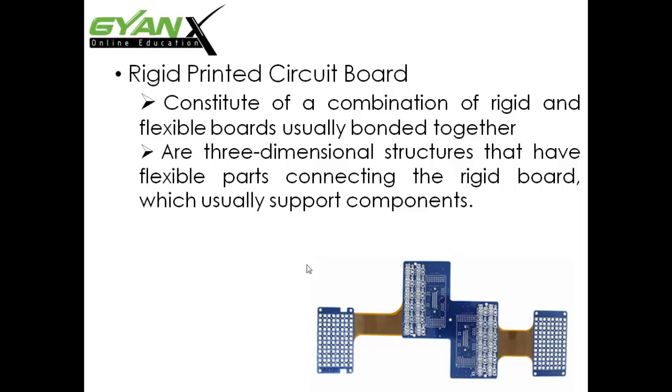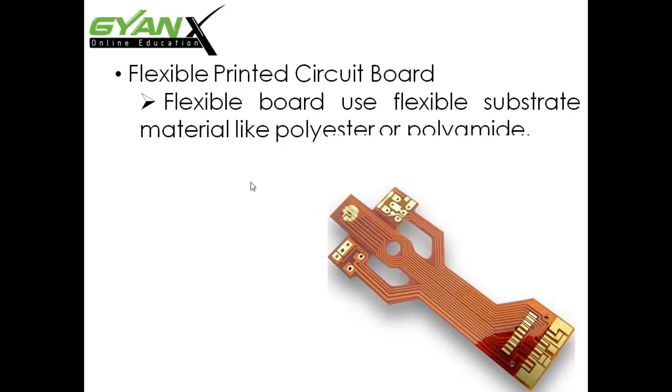In this diagram you can see this one is rigid, this one is rigid, this one is rigid, and this one is rigid, and the circuit between them is a flexible part. So this one is a flexible printed circuit board. Flexible printed circuit boards use flexible substrate material like polyester and polyimide, as I have told you earlier. So this is the flexible printed circuit board, and the materials used for making it are polyester and polyimide.